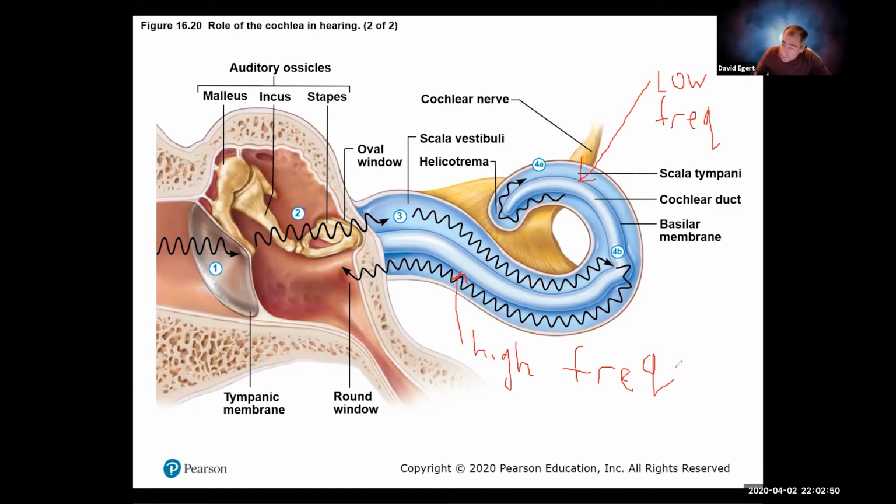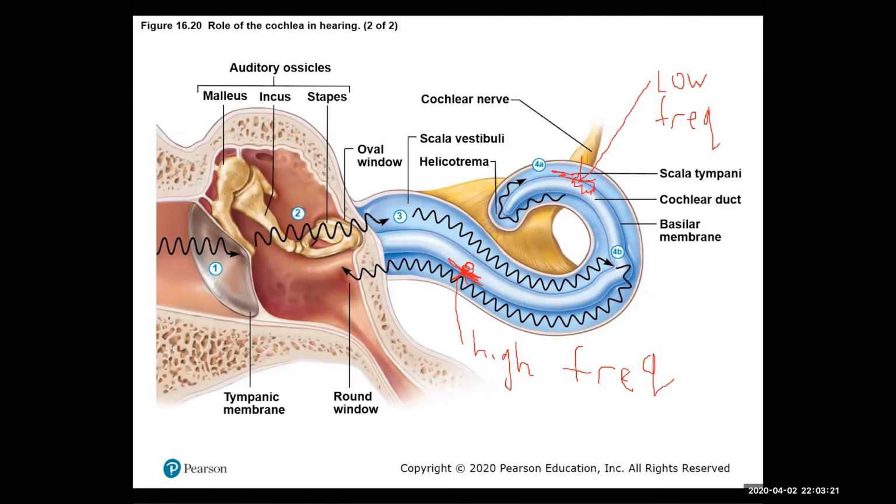The low frequencies are maximally going to be absorbed and shake the basilar membrane, and therefore the hair cells on top over here. High frequencies are going to maximally shake the basilar membrane, and therefore the hair cells in the organ of Corti over here. So this is how your brain can get information about the frequency of the sound. Does that make sense?